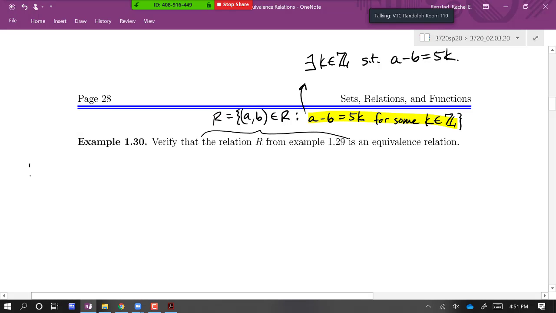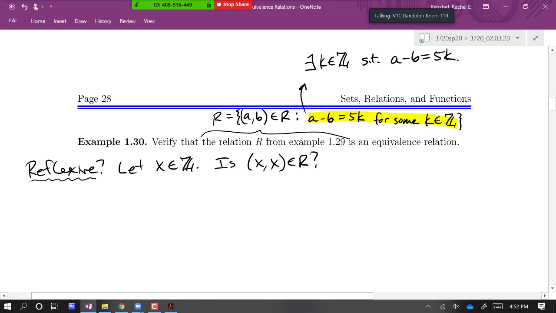So let's start with reflexive. To show something's reflexive, you just need to grab one arbitrary element and convince the reader that it must be related to itself. Don't pick an actual integer, but just say, let x be in Z. We want to answer the question, is x related to itself? And to answer that question, we have to go back to how the relation is defined.